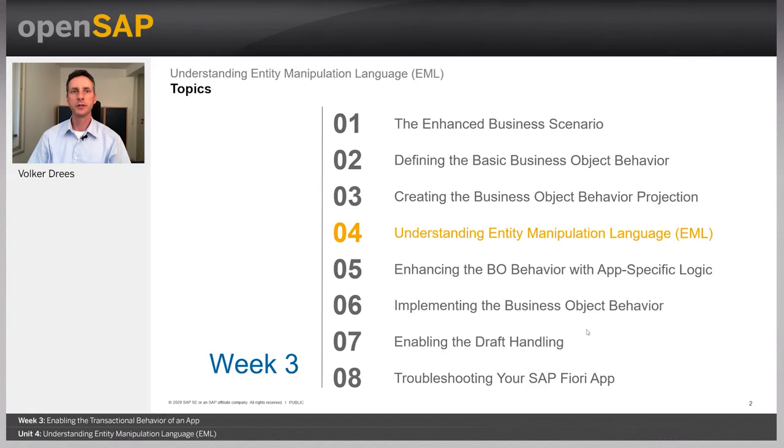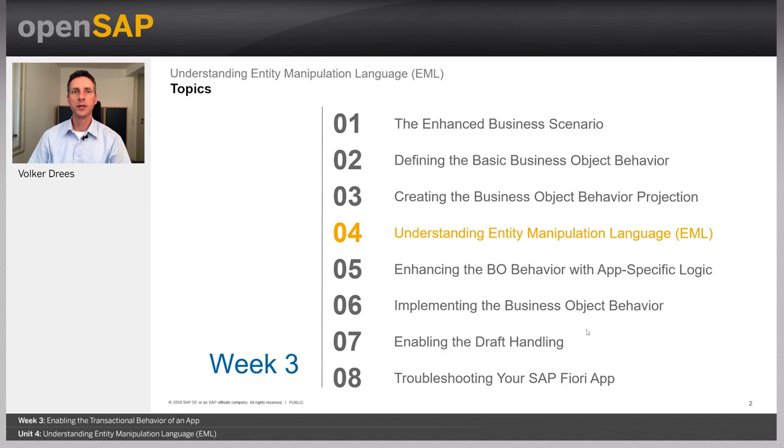In the previous units, we used the ABAP development tools to create the base behavior definition and the behavior definition projection for our travel business object. In these behavior definitions, we made use of the standard create, update and delete capabilities that do not require an own implementation as they are managed by the RAP managed runtime.